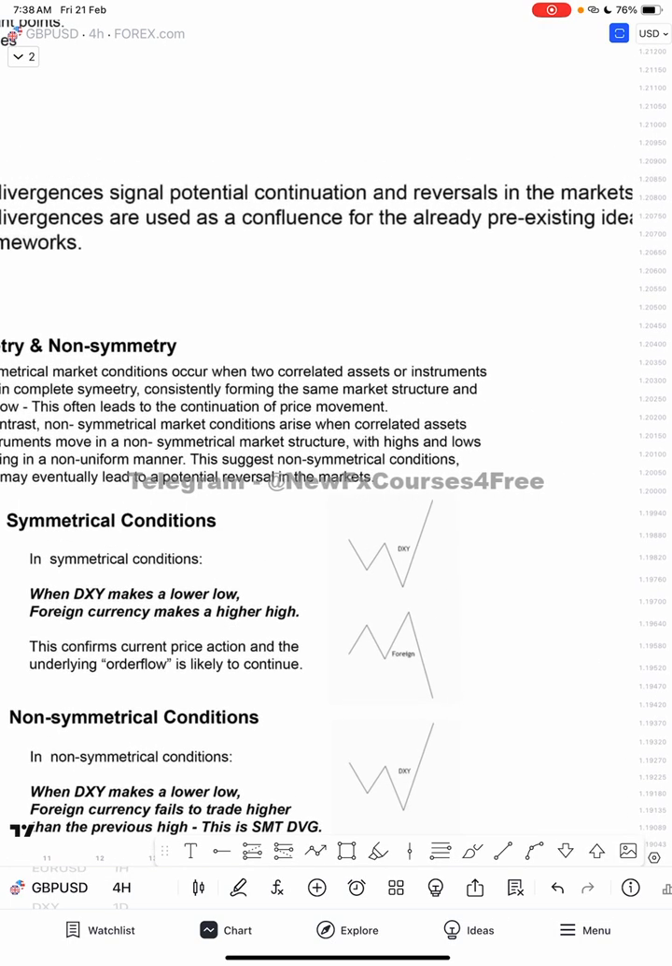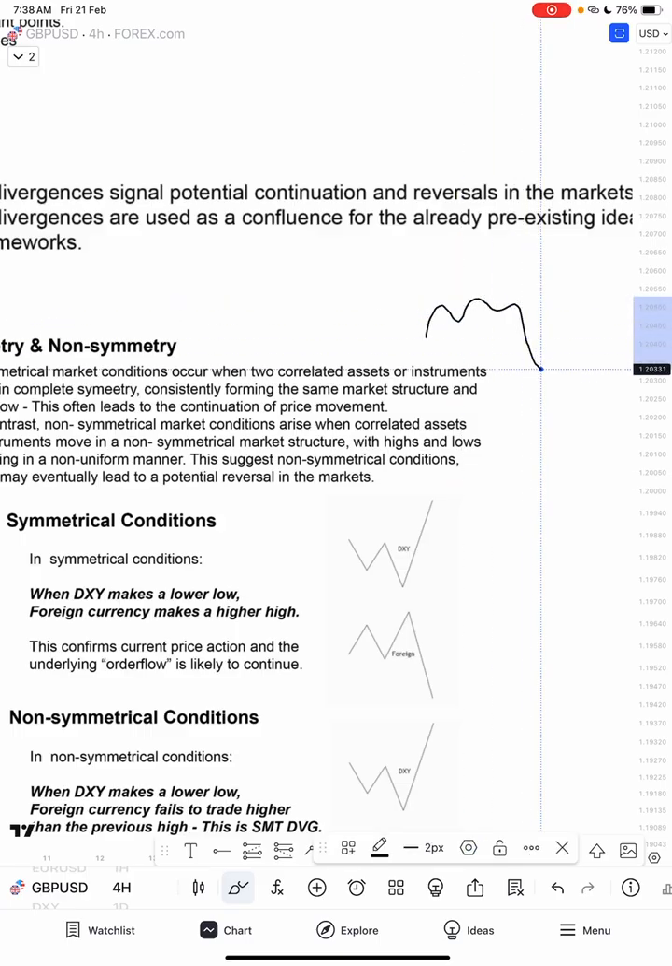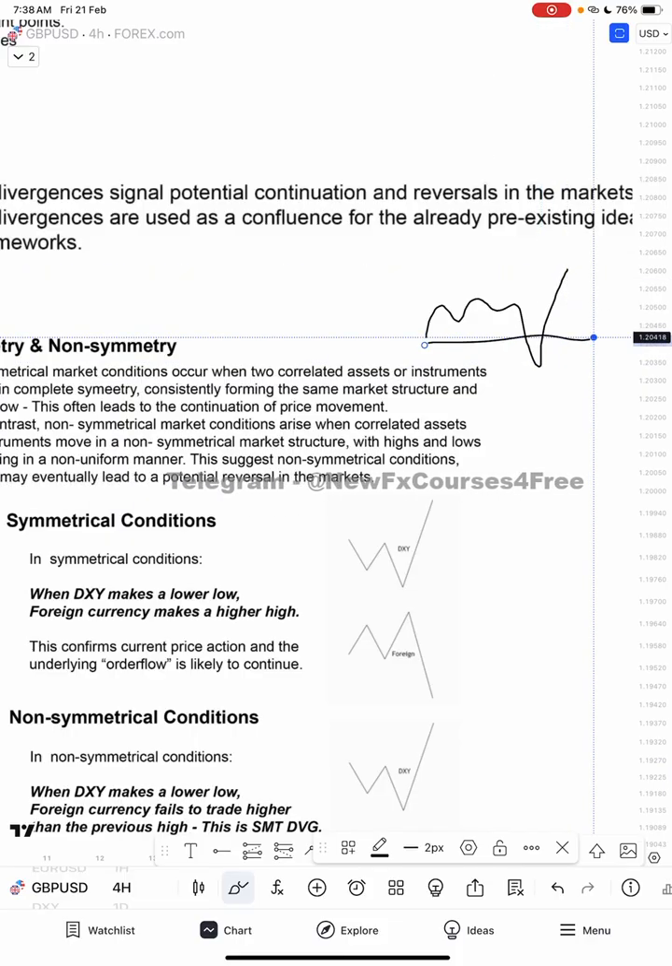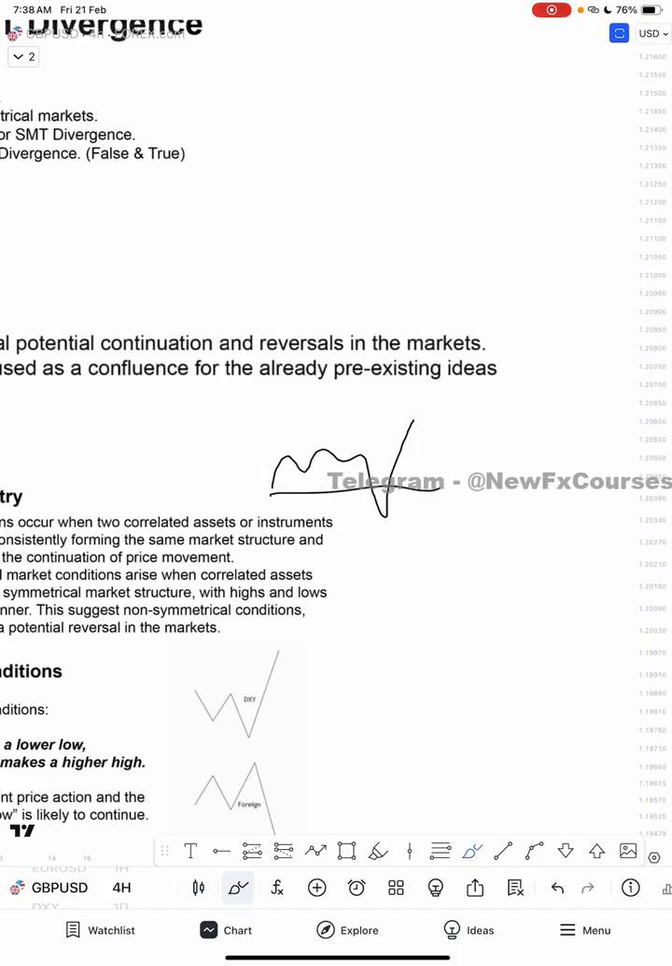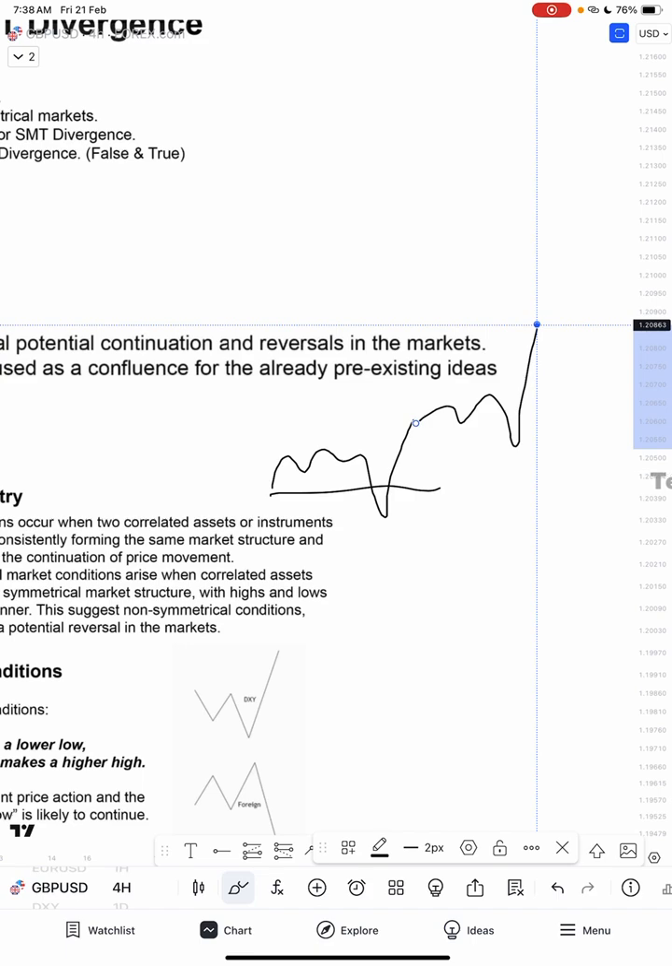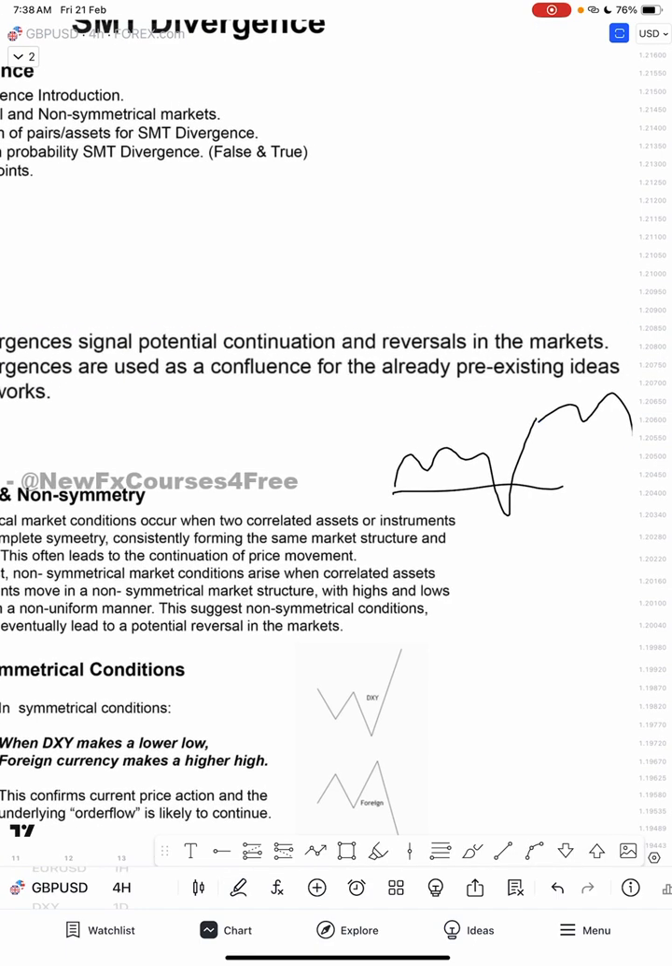So we actually talked about order flows. Let me just illustrate something real quick. Sweeping lows, rejecting lows, and breaking highs. That's a bullish order flow. Same thing: rejecting lows, breaking highs. That's a bullish order flow. So I won't waste more time on that.